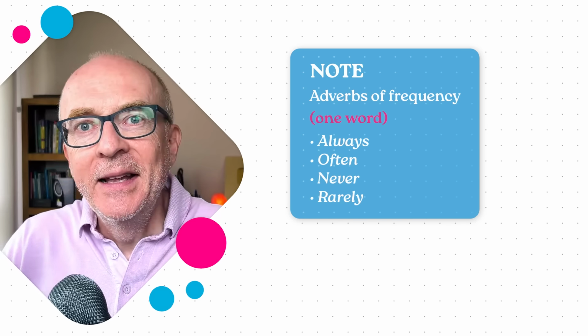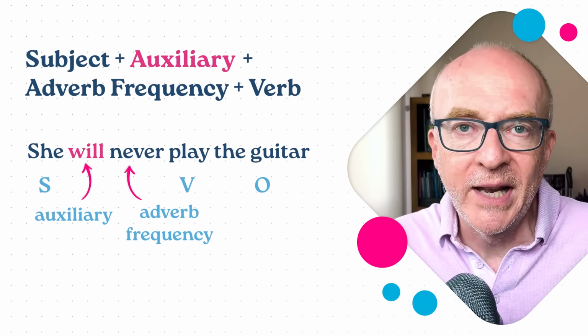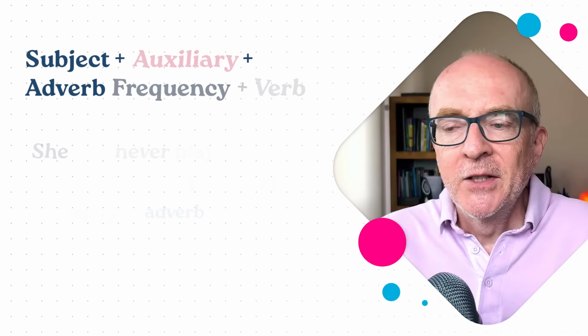Talking about the future, my sister, she will never play the guitar. She hates it. She will never play the guitar. It's the subject, auxiliary, then the adverb of frequency. She will never play the guitar. That's the order. So look at what we're doing here. We're focusing all the time on the basic word order. This is your foundation. Once you get this sorted, everything else starts to build on. We get even more complicated as we go on.